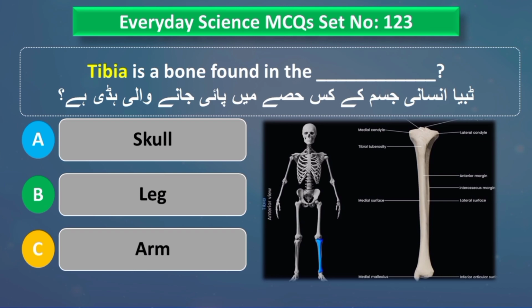Question number 6. Tibia bone is found in which part of the human body? Options are A. Skull, B. Leg, C. Arm. The right answer of this question is option B, which is leg. The tibia and fibula are the two long bones in the lower leg. They connect the knee and ankle, but they are separate bones.